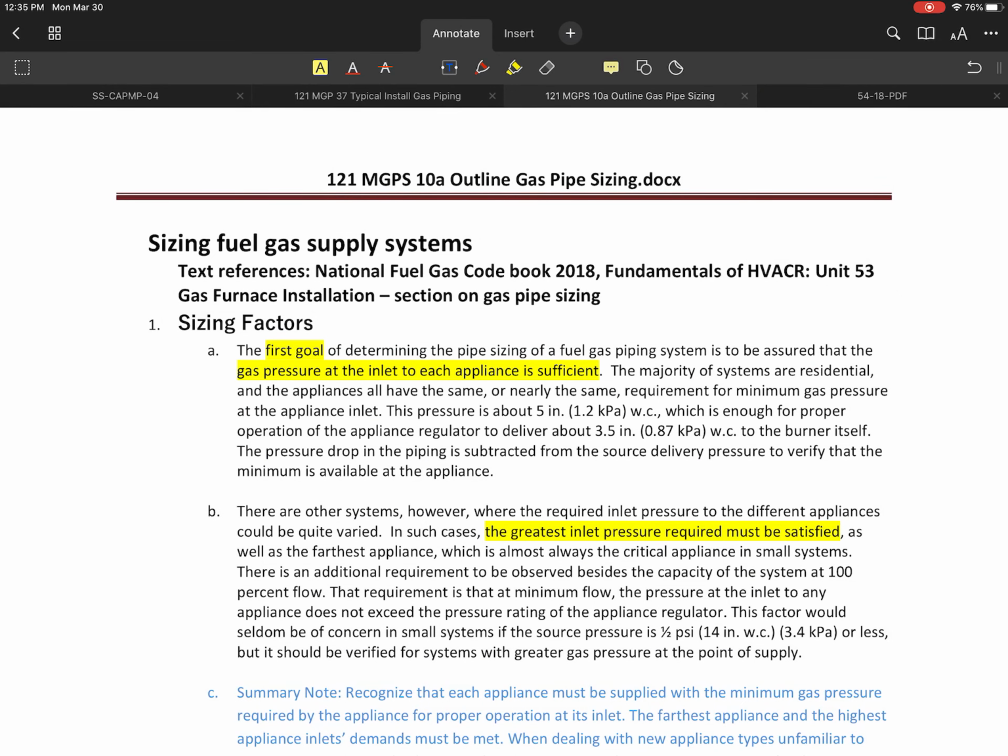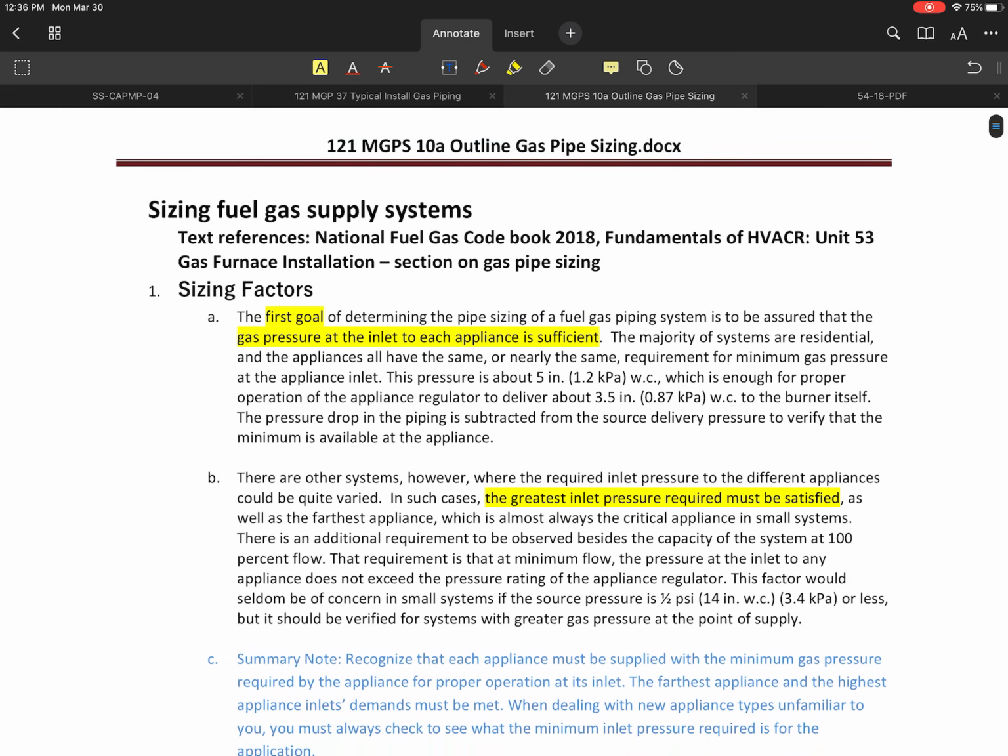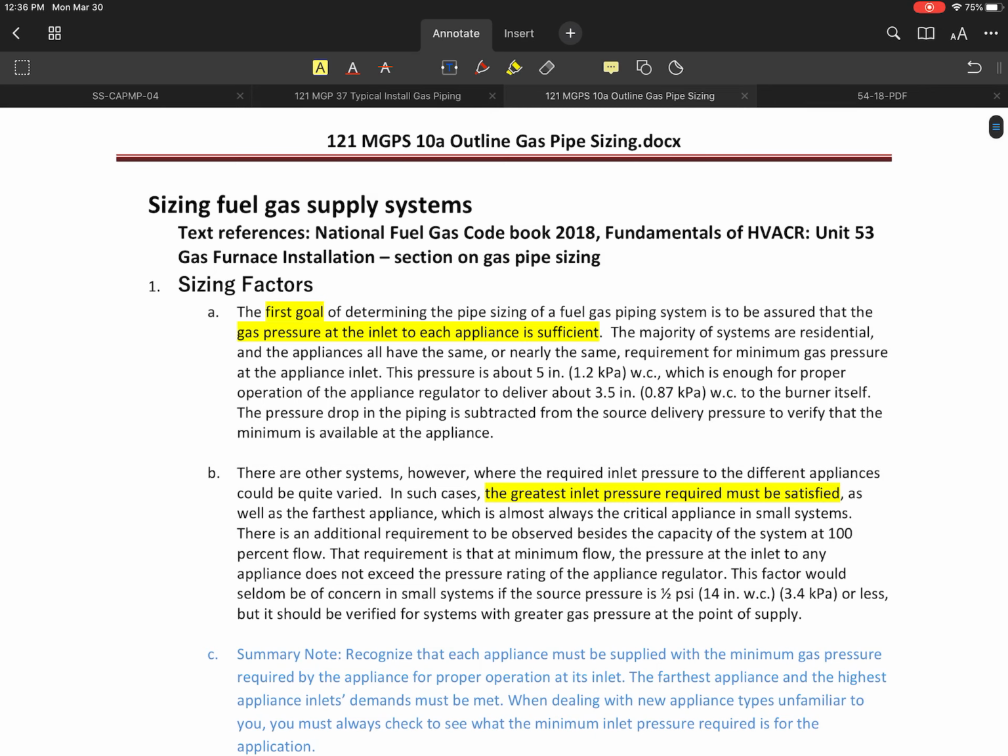Hi guys. I'd like to talk this morning a little bit with you guys about sizing gas pipe systems. And what I did was I made up a little outline that identifies some of the requirements, and I'm going to kind of chunk this up.